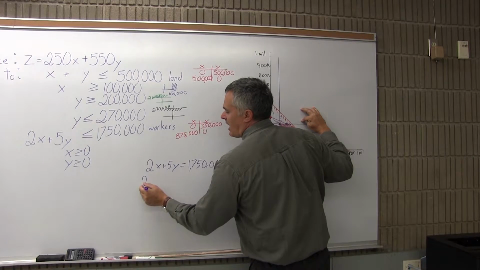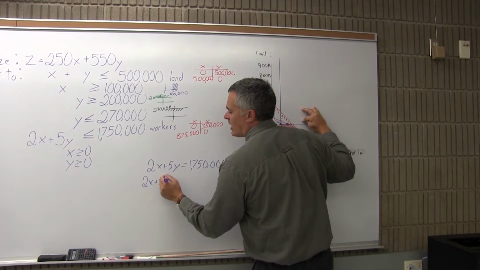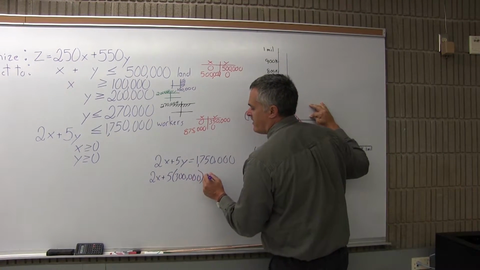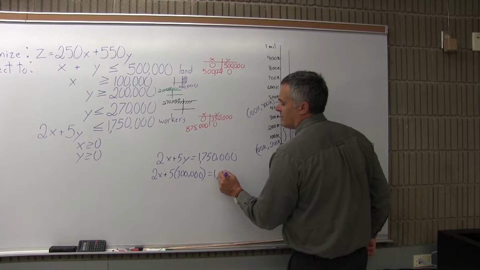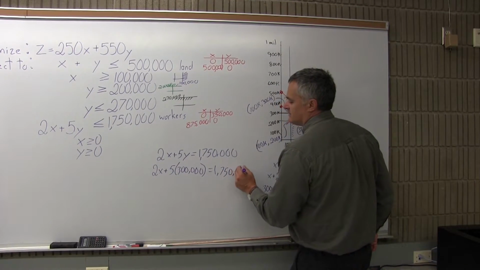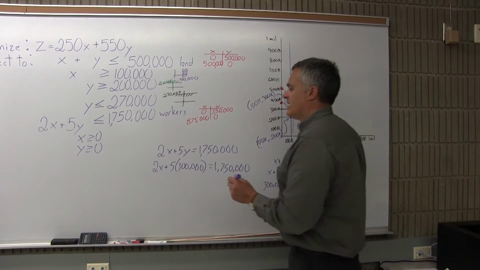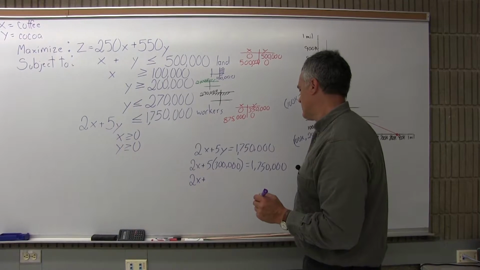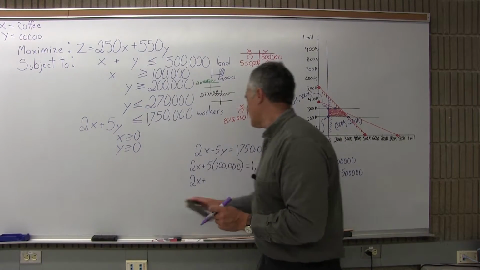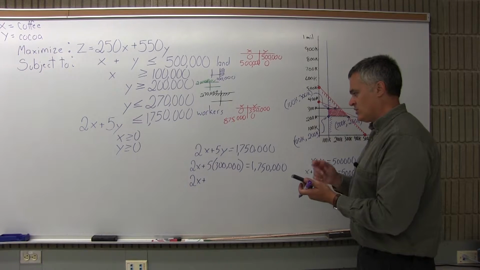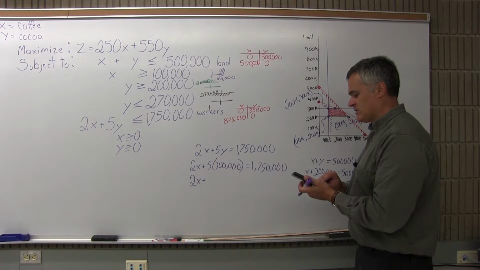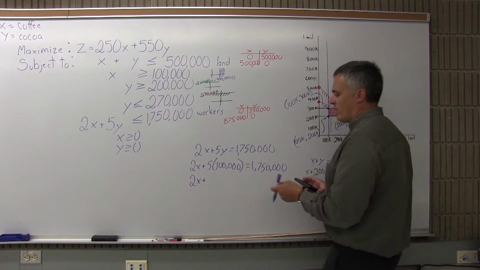So I'll put 2x plus 5 times y becomes 5 times 300,000 is going to equal 1,750,000. So now 2x plus 5 times 300,000. That should be 1.5 million, but the numbers are so big, I just really need to check it. 5 times 300,000 does sure enough equal 1,500,000.